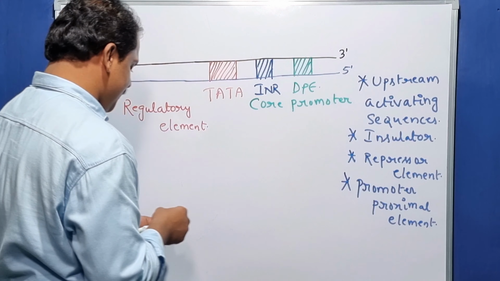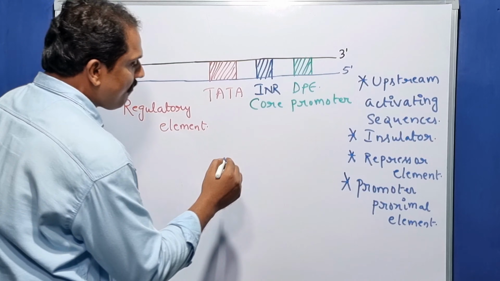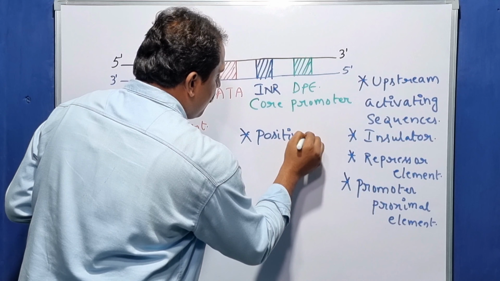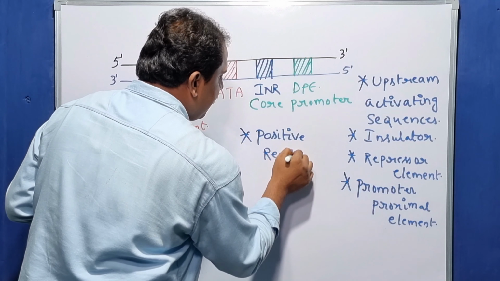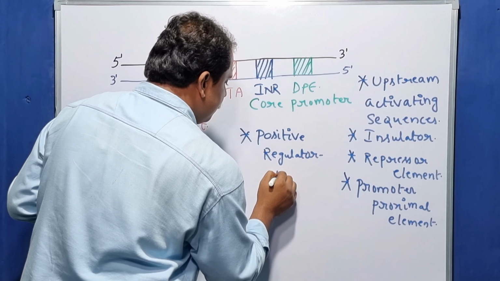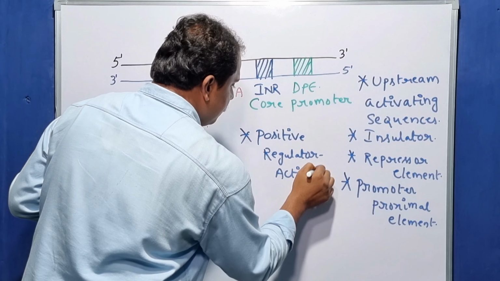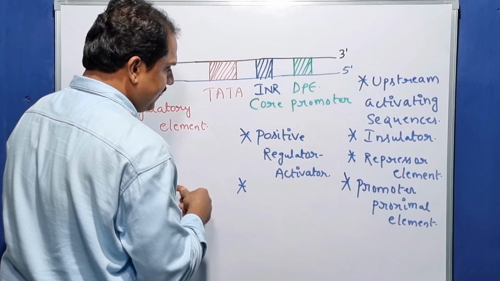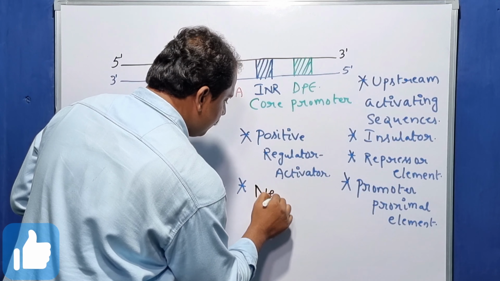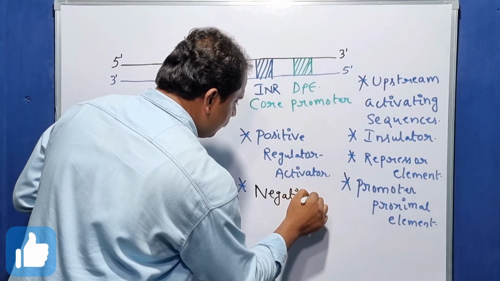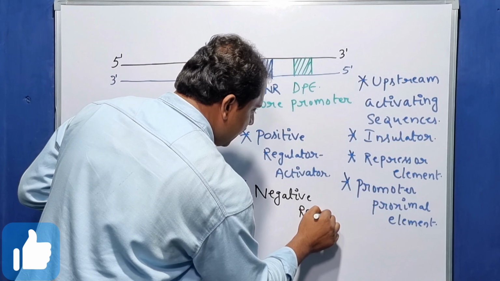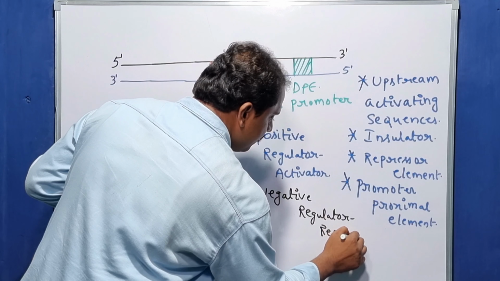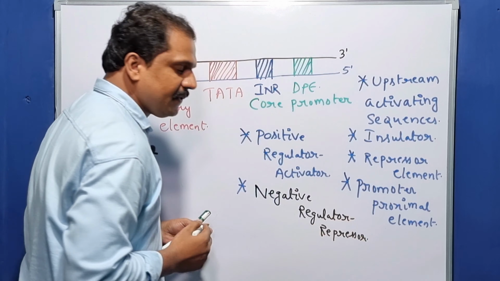So let me write it on the board. So what is it? Positive regulator, which is nothing but activator. And the negative regulator is nothing but what? Repressor. Is it okay for you?